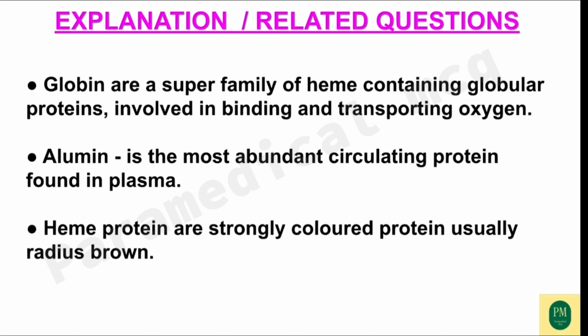Globin are a superfamily of heme-containing globular protein involved in binding and transporting oxygen. Albumin is the most abundant circulating protein found in plasma. Heme protein are strongly colored protein, usually reddish-brown.